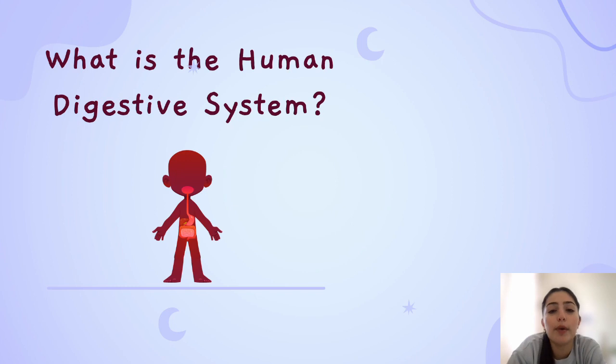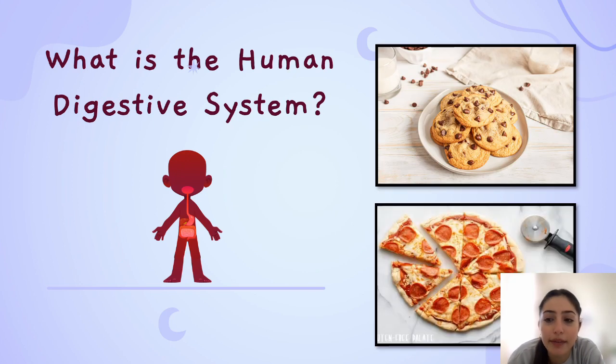Before we begin, it is important to understand what the digestive system even is. Let me first ask you a question. What is your favorite food? Maybe a warm plate of cookies or a slice of pizza? Well, the human digestive system is responsible for taking in the delicious food that we eat into our bodies, breaking down the food so we can get all the nutrients that we need, and then excreting what the body doesn't need as waste.